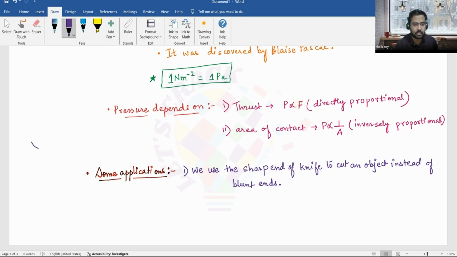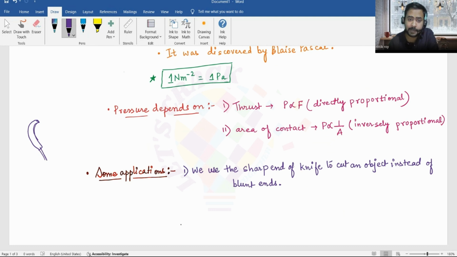Suppose you have seen the sharp part of the knife, we take it like this. In this sharp part, the surface area of contact is comparatively less. As we have studied, if the surface area of contact is less, then the pressure being applied will be more. Since the pressure applied is more, it becomes easy for us to cut those objects.